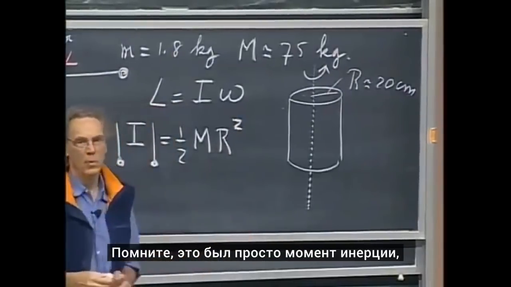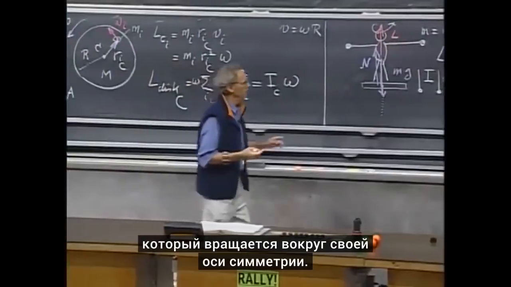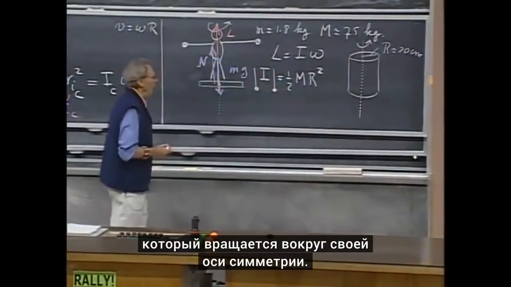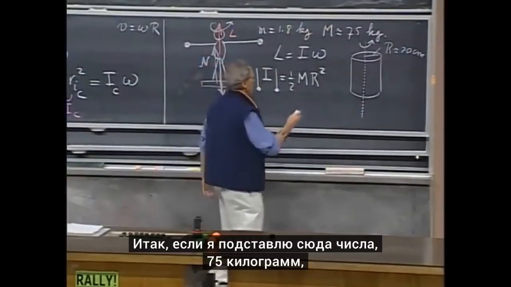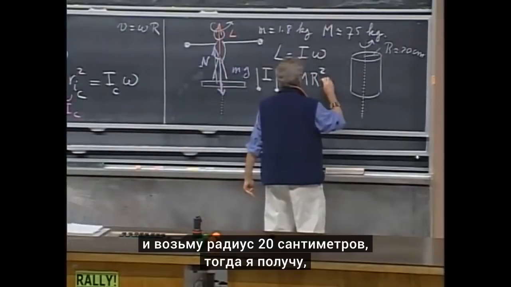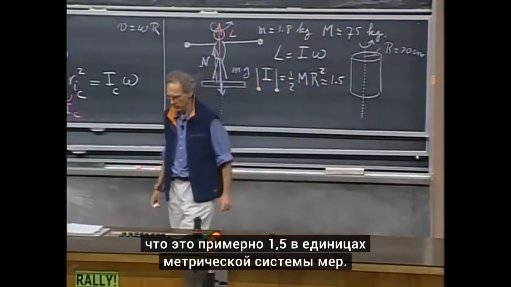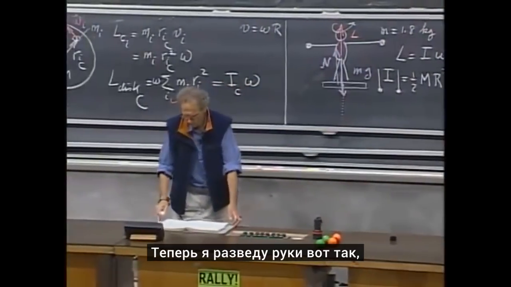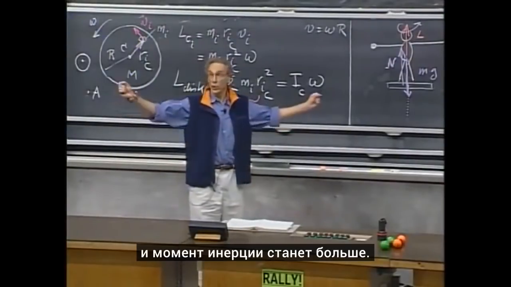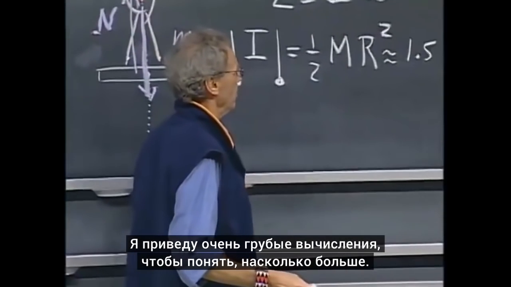Remember, that was the moment of inertia, we discussed that last time, of a rotating disk which rotates about the line of symmetry. And so if I put in the numbers here, the 75 kilograms, and I take a radius of 20 centimeters, then I found that this is about 1.5 in our MKS units. But now, I'm going to put my arms like this. And now the moment of inertia will go up.